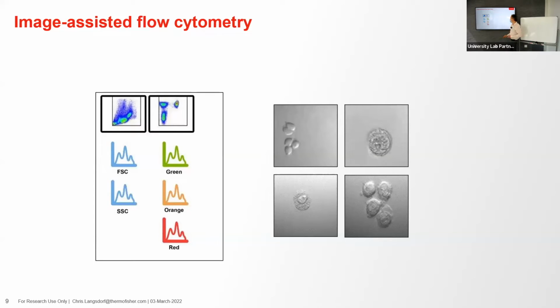So just recently, we introduced a version of the Attune that will take a picture of every cell, up to 5,000 images per second. It's a wild camera that's in here, 5,000 images per second. So we can look at every dot on your dot plot and say, here's what that cell actually looks like. We can get an image of it.